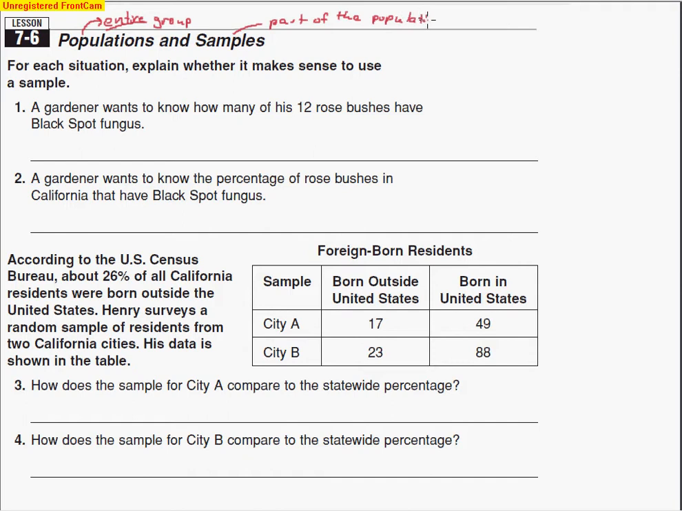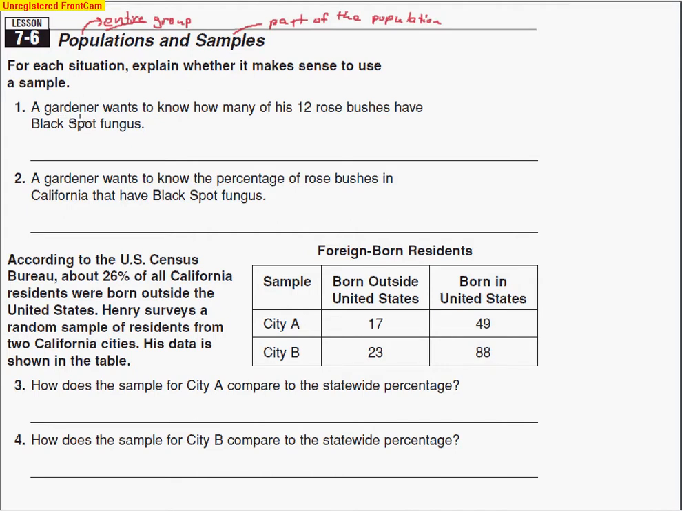And oftentimes we don't want to be able to survey everybody because it's impossible to do. So what we do is we come up with a sample. And so we're going to understand now when to use a sample and when not to. So let's take a look at the first example here.